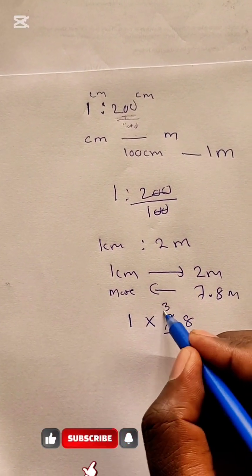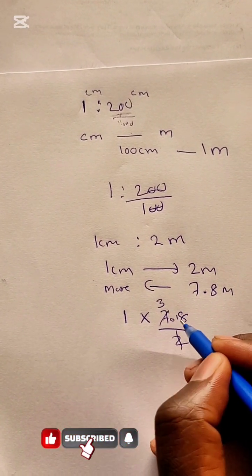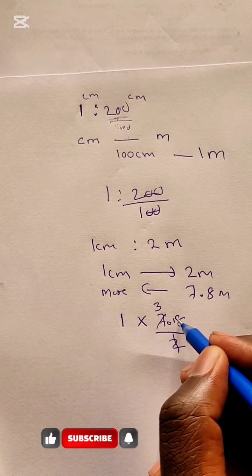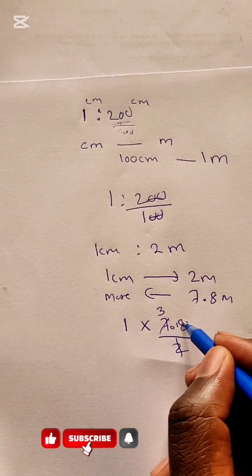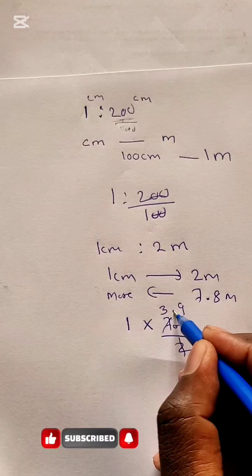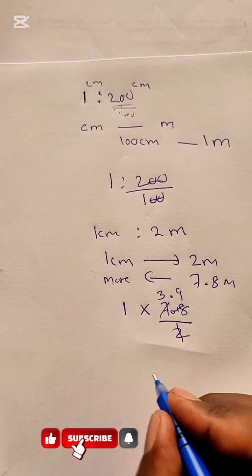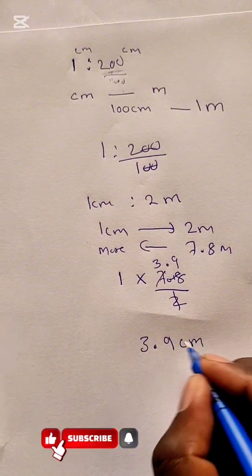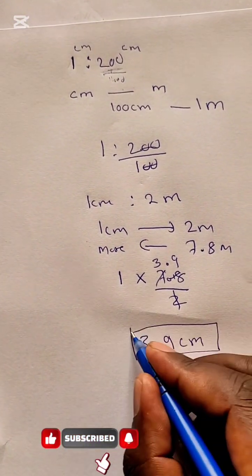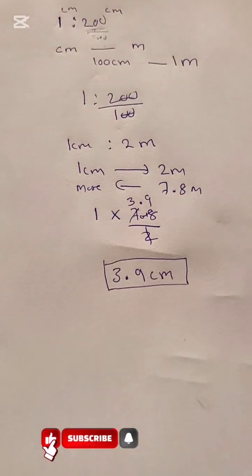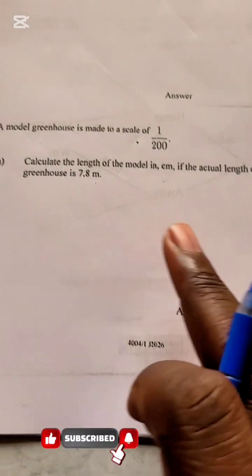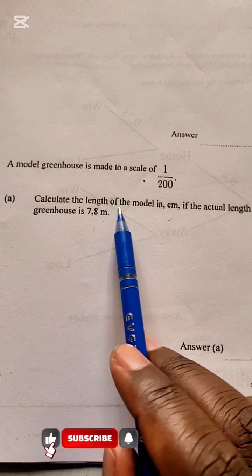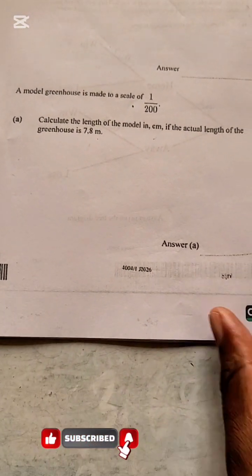7.8 divided by 2. So 2 into 7, that's 3, remainder 1. So 2 into 18, we get 9. So it's now 1 times 3.9. So we get 3.9 centimeters. That's the length of the model in centimeters. Okay. Next question.